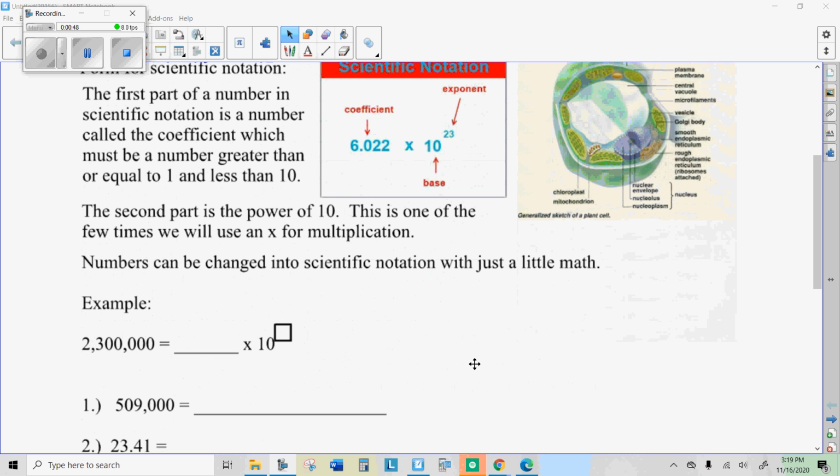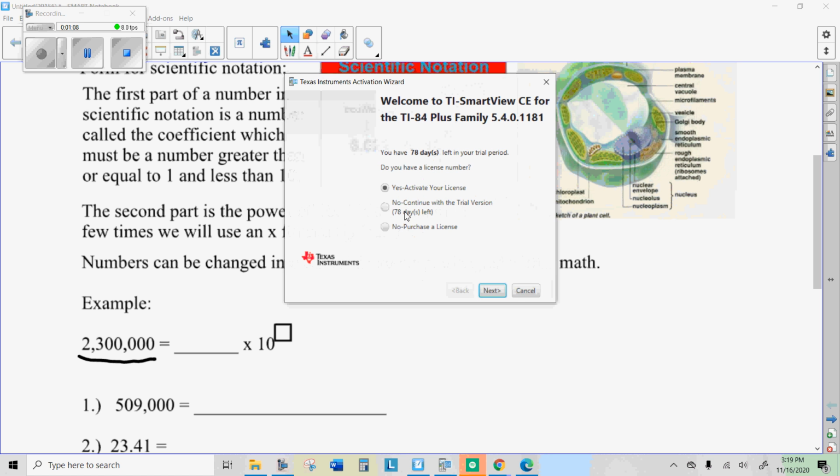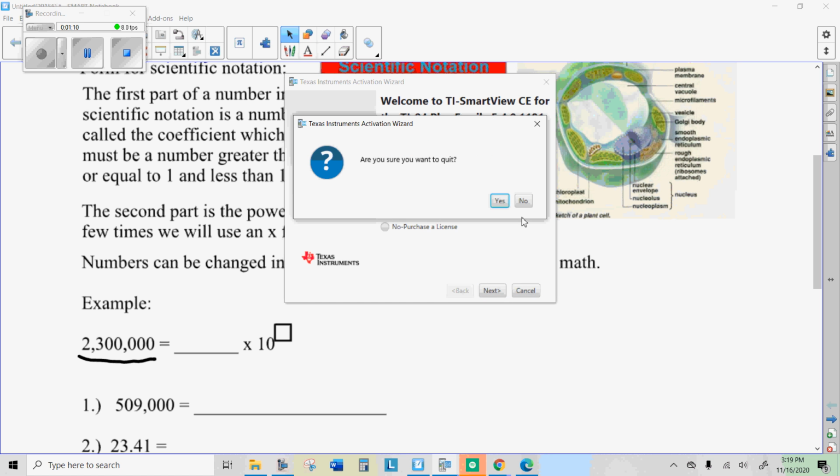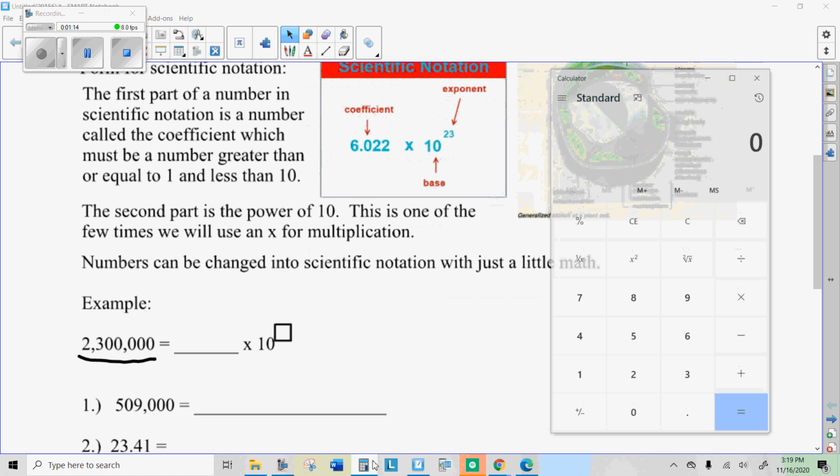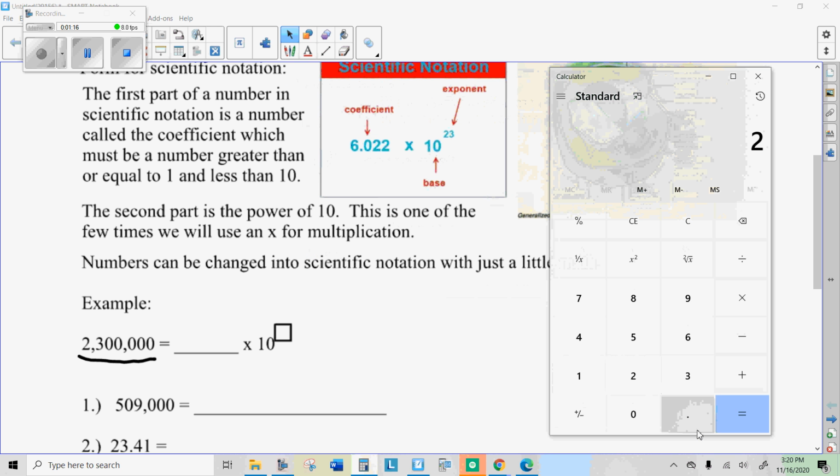Okay, here's a quick example. So this number is 2,300,000. Now check this out. If I put in my calculator just the first two numbers that you see there, the 2 and the 3, and I'm going to write them as a decimal. Oops. Wrong calculator. Sorry. Okay, so I'm going to put 2.3 in there. Now I'm going to start multiplying by 10.